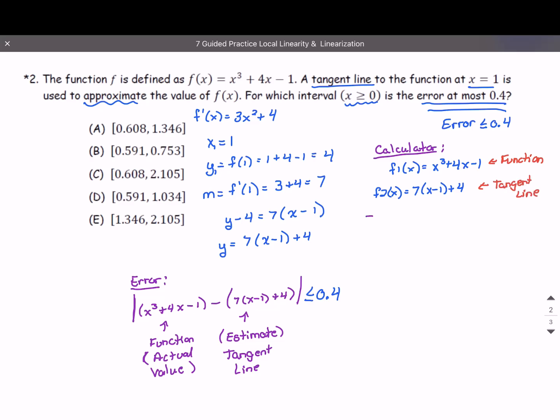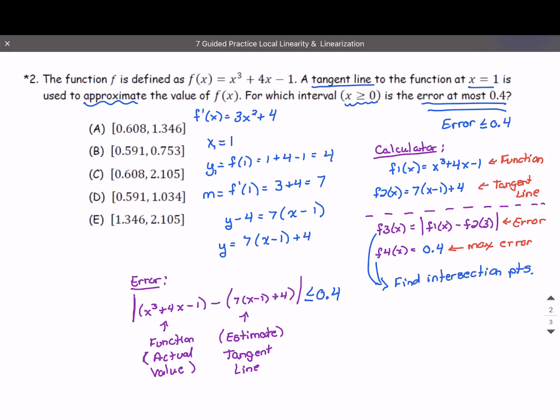Then, because I really don't need those two graphs, I'm going to change to a different page. And in f3 of x, we're going to put that error function, the absolute value of the function minus the estimate. Now, in all honesty, since we're in absolute values, it does not matter which order you have that in. You can reverse and do f2 of x minus f1 of x, does not matter, but this is how we find the error. Then in f4 of x, we're going to put that 0.4 that we want our error to be less than. Okay, so that's the max error that we want. And then we're going to find the points of intersection.